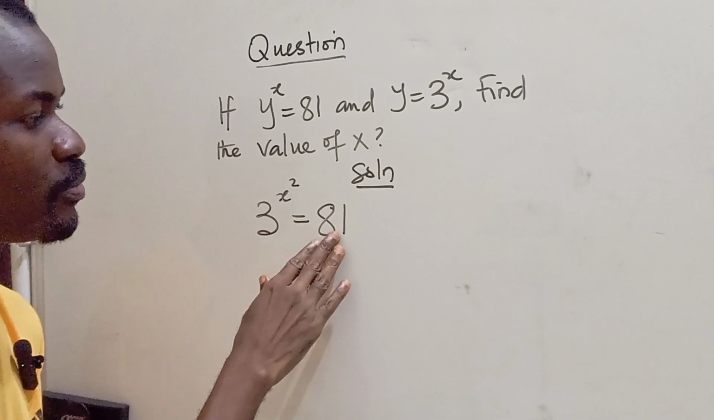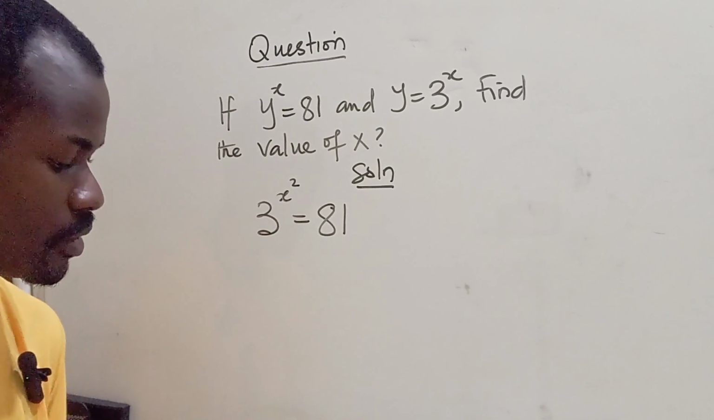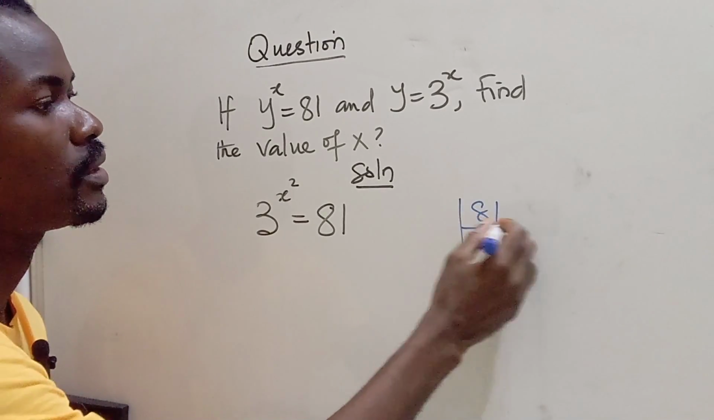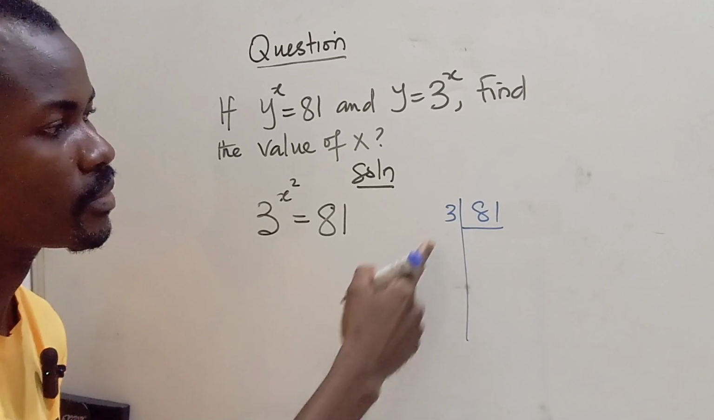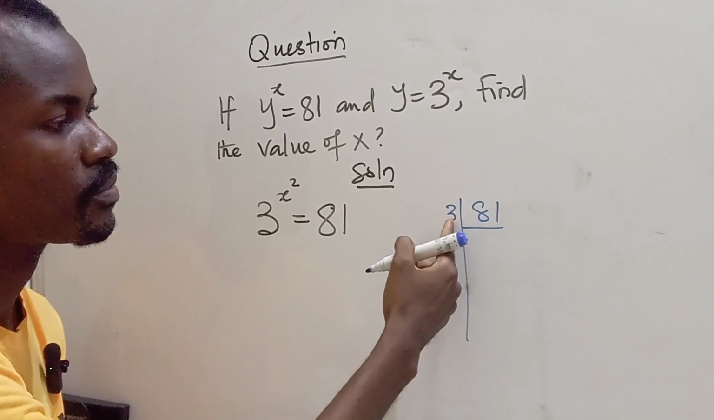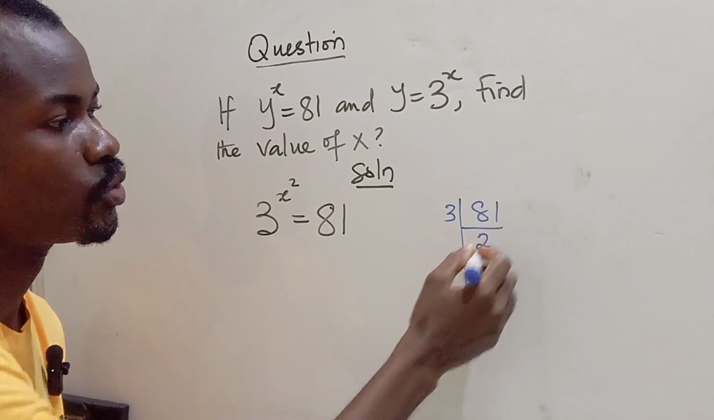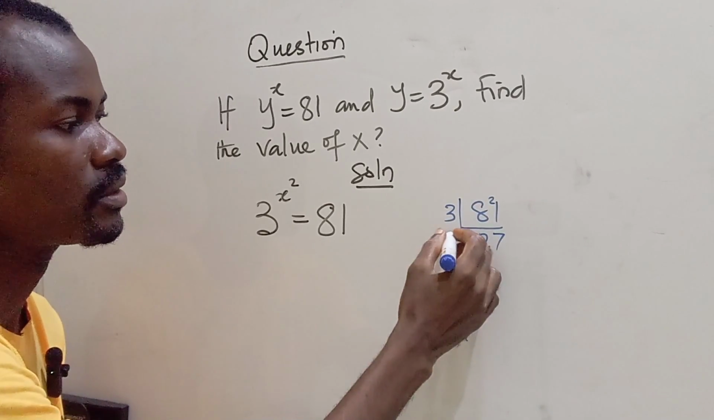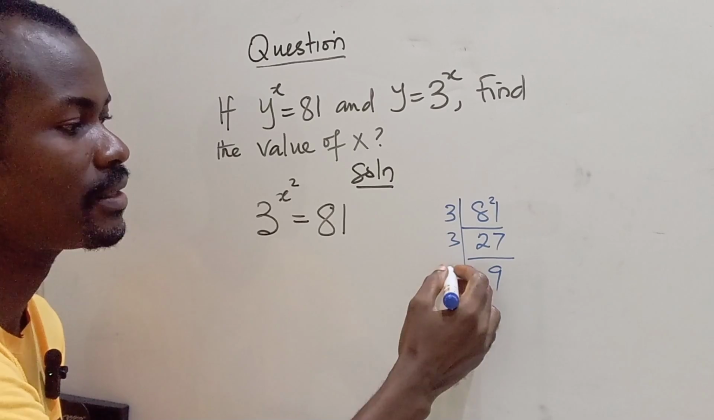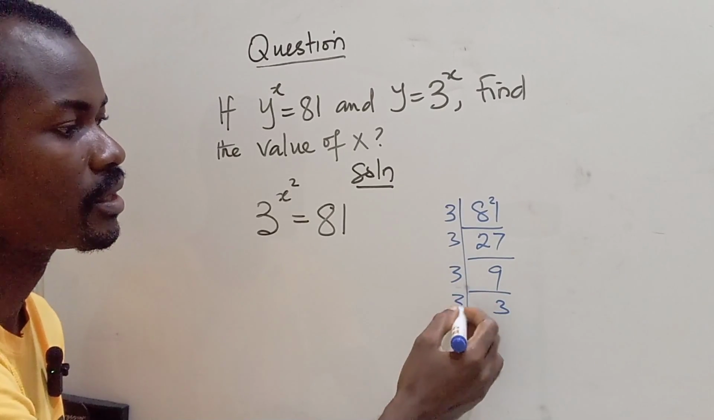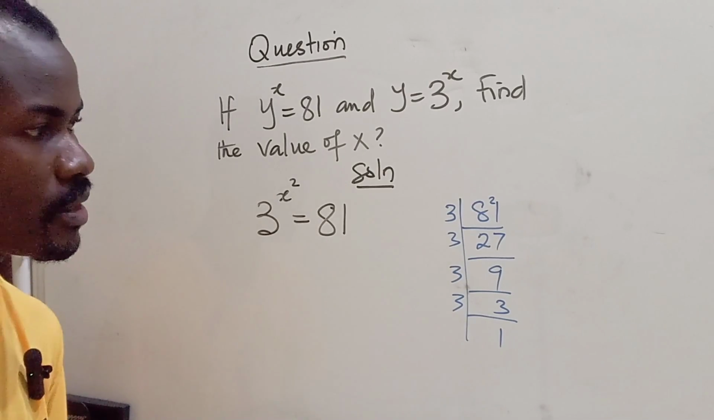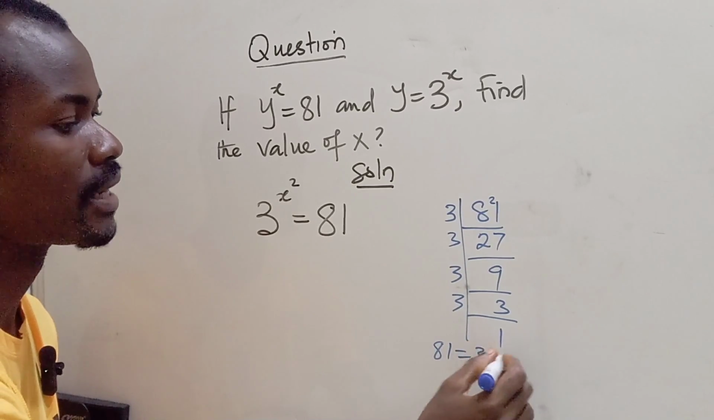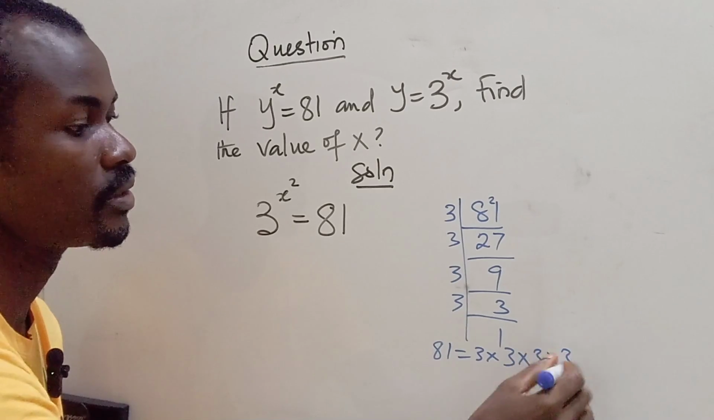Now the next thing is this. 81, we are going to express it in terms of 3. So how do we do that? Our 81, we are going to divide by 3. So 3 into 81, 3 into 8 is 2, which is 6, so 2. Then 21 is 7. 3 into 21 again we have 9. 3 into 9 is 3. 3 into 3 is 1. So from this we know that our 81 is also 3 times 3 times 3 times 3.